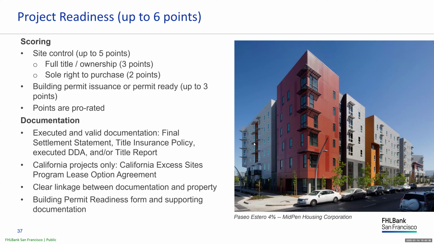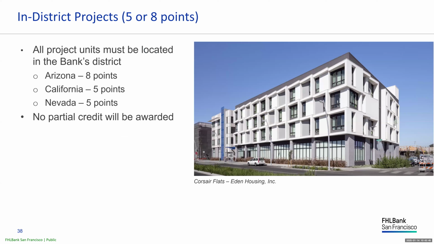In 2024, the average score for an approved project in this category was 5.97. This is a very straightforward category. Points are not prorated, but starting this year, they are tiered. Basically, if your project is in California or Nevada, you will receive 5 points. If your project is in Arizona, you will receive 8 points. If the project is located anywhere else, you will receive 0 points. On the application form, the question is automatically answered based on the project address provided. Last year, all 50 projects were awarded and were in district.